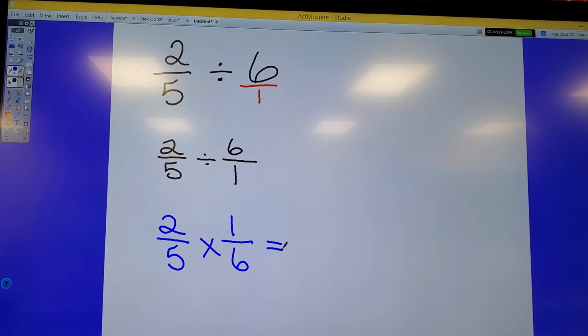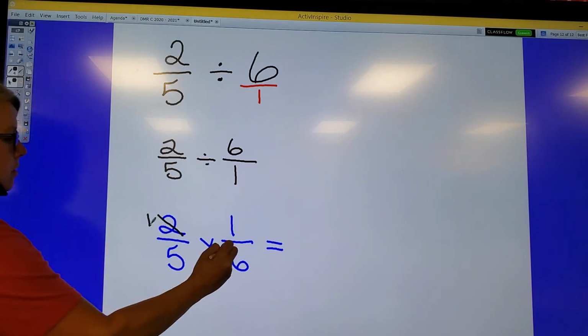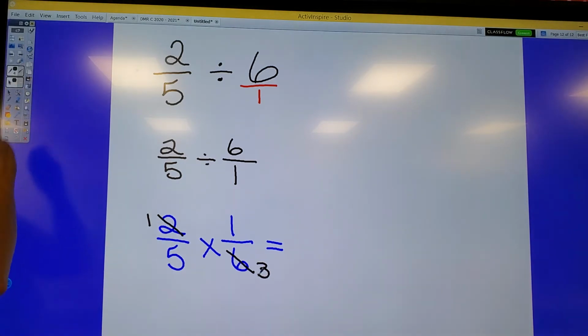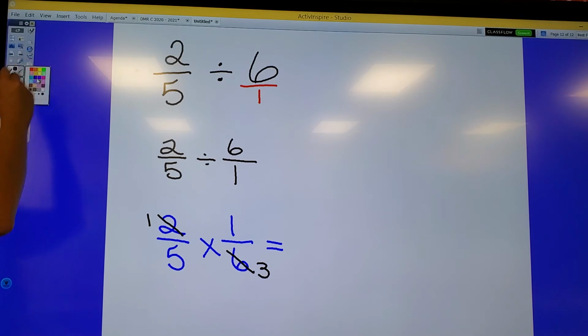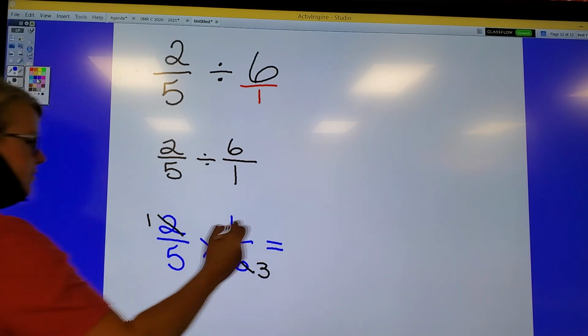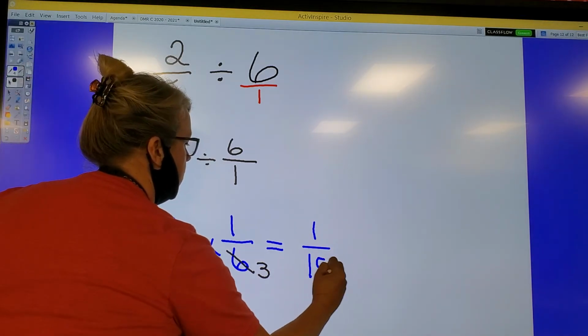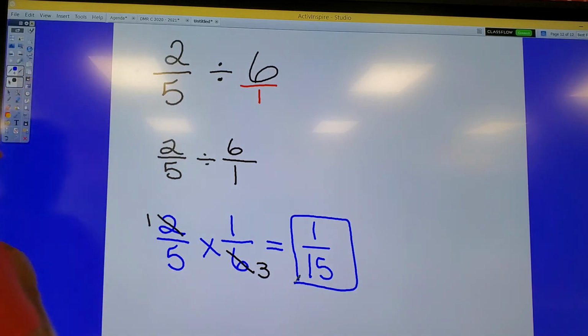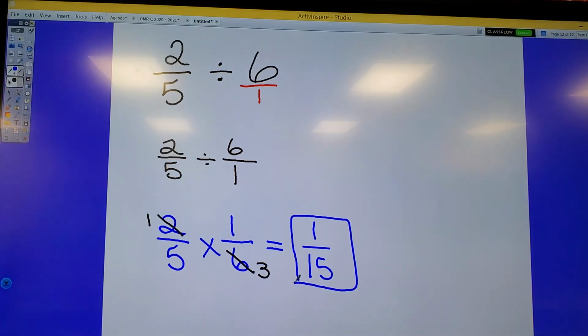Can I do any cross reducing? Yeah, my 2 and my 6 can both be divided by 2. So now when I multiply straight across, what's my final answer? 1/15. Good. And you're finished. All right, we feel okay with those?